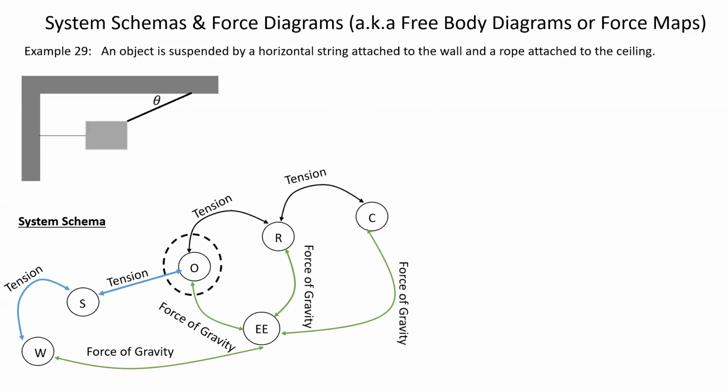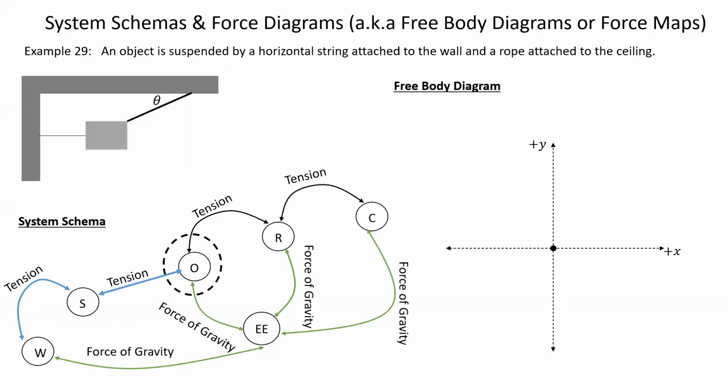This looks like a very complicated system schema, but the truth is we only care about the string touching the system, the rope touching the system, and the Earth affecting the system through this field force of gravity. But if you're thinking about the wall and the ceiling, you can draw them in as well, but they have no effect on the object. So looking at the system schema, we will have three forces here.